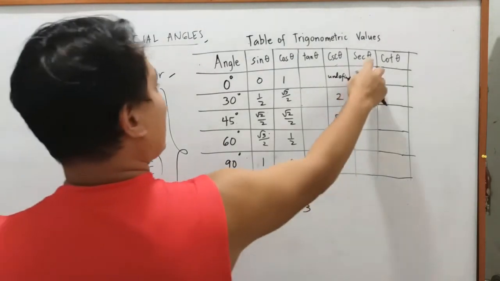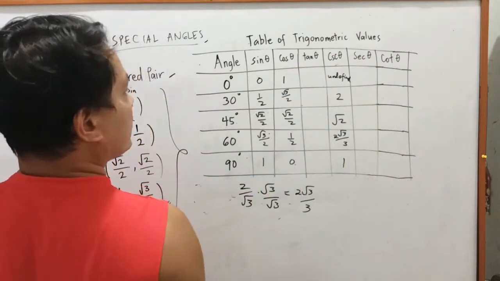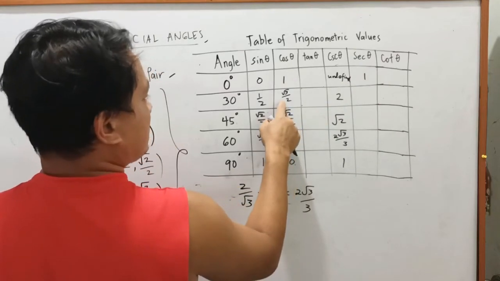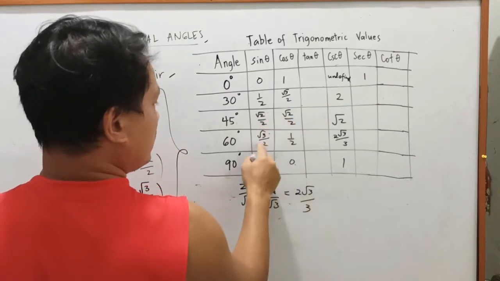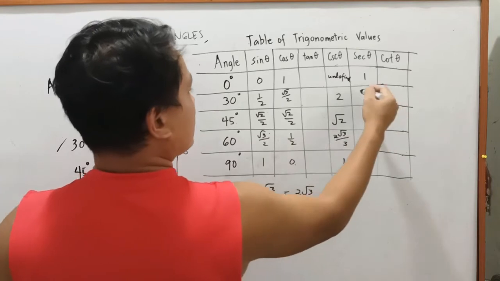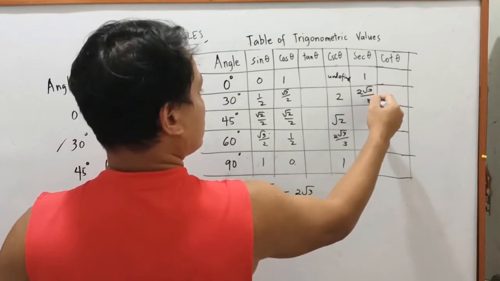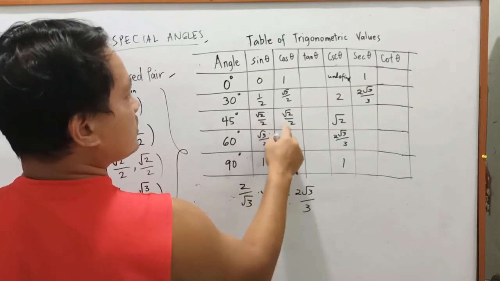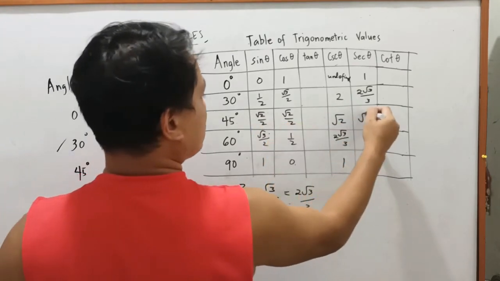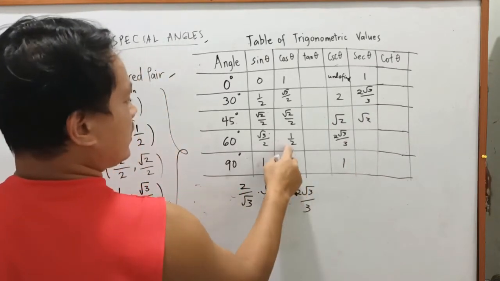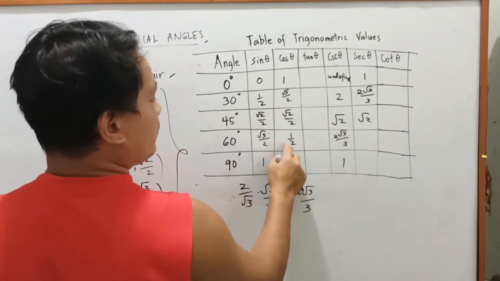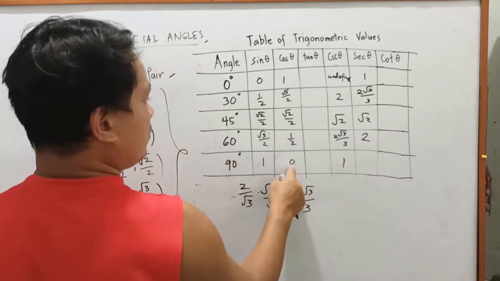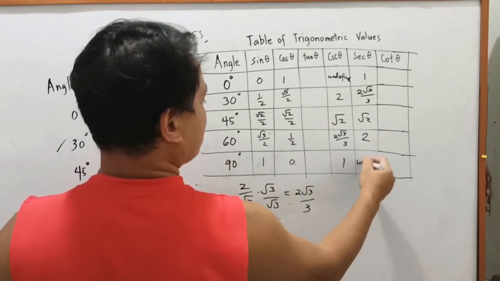Okay, now how about secant theta? Reciprocal of cosine theta. 1 over 1, reciprocal, still 1. Reciprocal of square root of 3 over 2, similar to this, 2 square root of 3 over 3. Square root of 2 over 2, similar to this, reciprocal of this is square root of 2. How about this one? Reciprocal of 1/2, 2 over 1 or 2. Reciprocal of 0 is undefined.